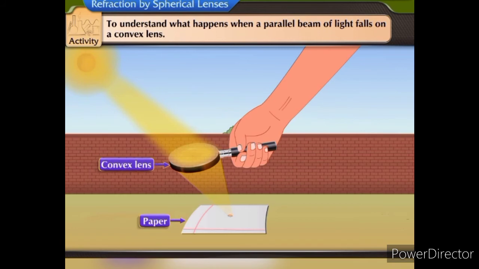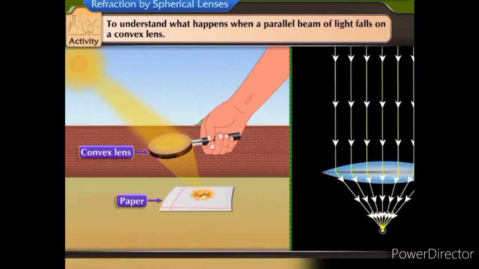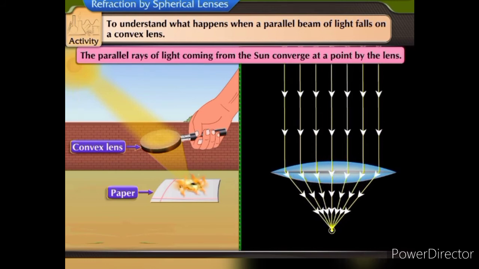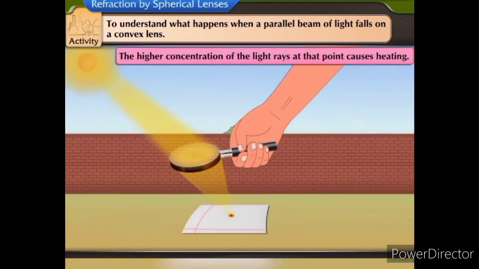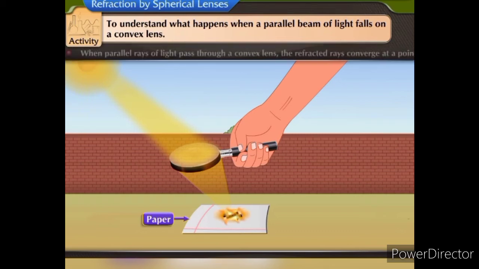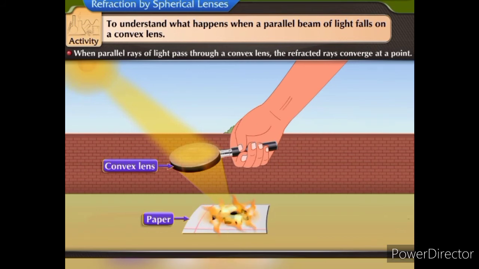Hold the lens in the same position for some time. You will observe that the paper begins to burn at the point where the image of the sun was formed. Why does this happen? Well, this is because the parallel rays of light coming from the sun converge at a point by the lens. The higher concentration of the light rays at that point causes the heating. As the paper at the point of the image gets heated too much, it results in burning. Thus, we can infer that when parallel rays of light pass through a convex lens, the refracted rays converge at a point.